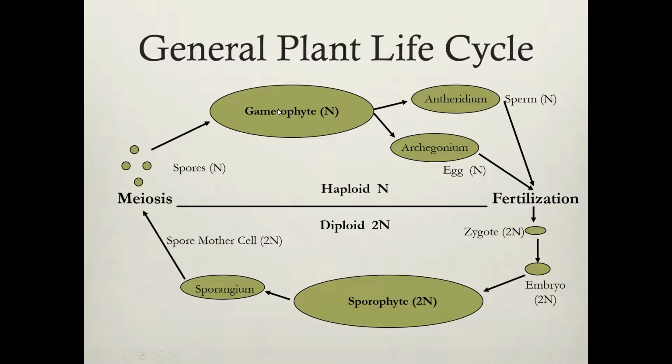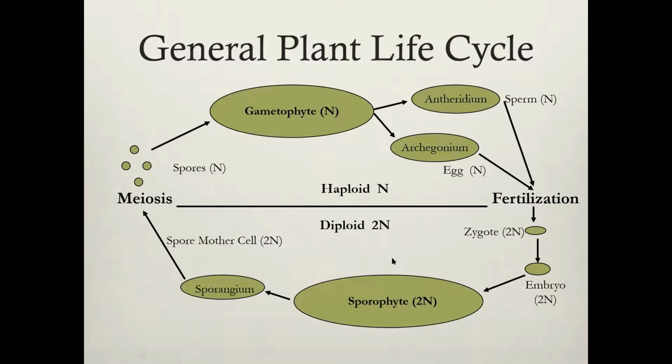All right, so this is why we call it alternation of generations. We have a gametophyte stage where it's a standalone organism that is haploid, and we have a sporophyte stage, which is a standalone organism that is diploid. So one generation is haploid, the next generation is diploid, which means the third generation is haploid, and back and forth.